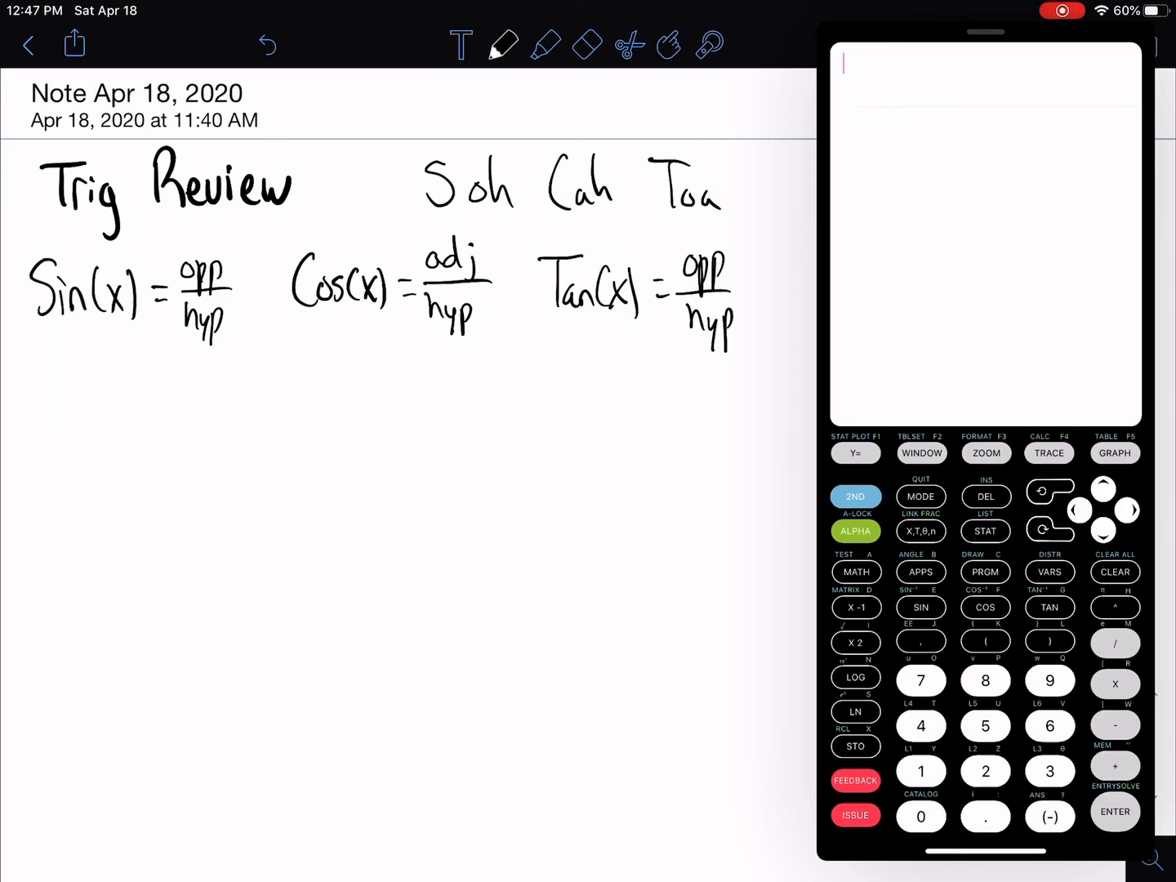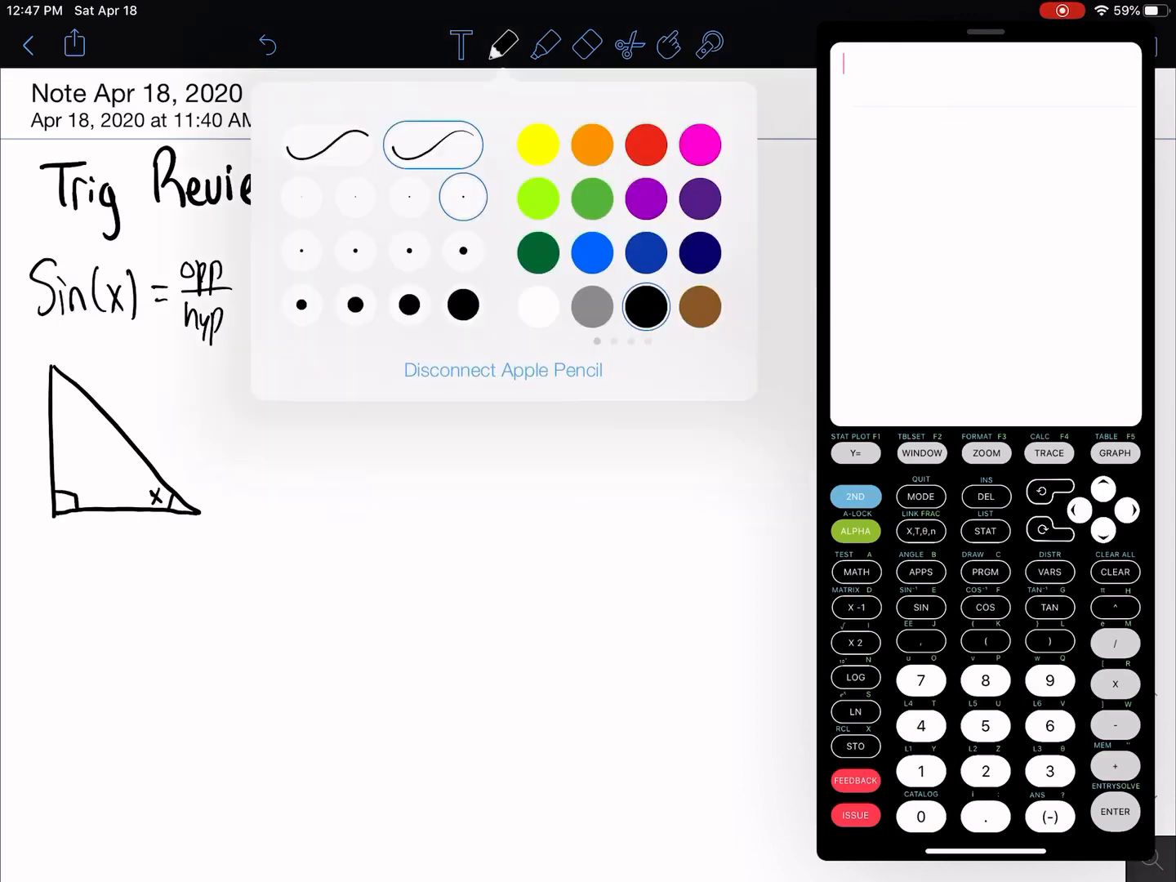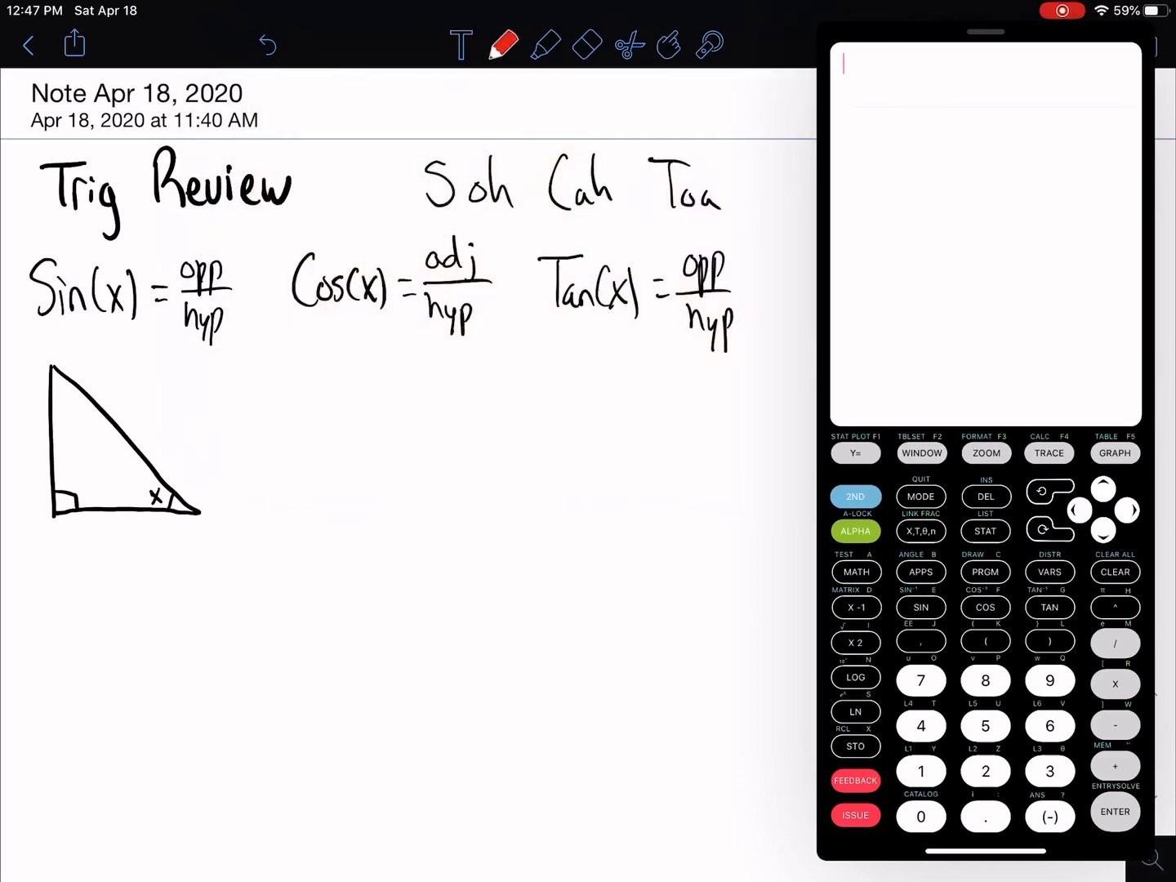Now, let's go through how these work. So first off, we need to have a right triangle for this to work. And so with our right triangle, one of the angles has to be labeled x. So whatever angle we label x, everything is based off of that labeling. Now, what I'm going to recommend is that you always start by labeling the hypotenuse, and that's the easiest side to label because that is opposite the 90-degree angle. It's not one of the two angles based on angle x.